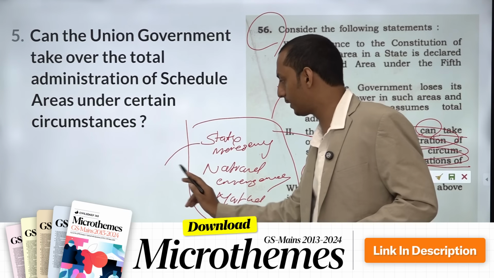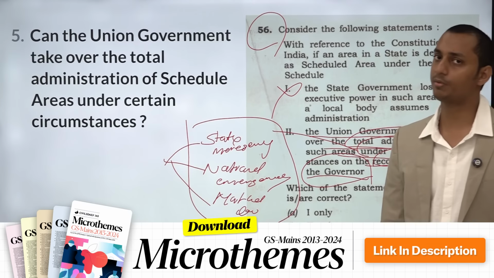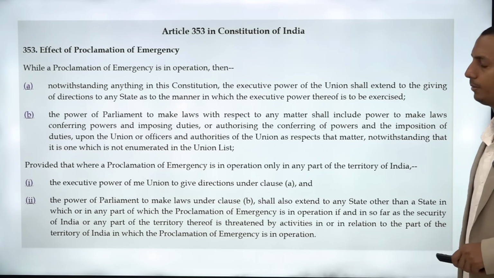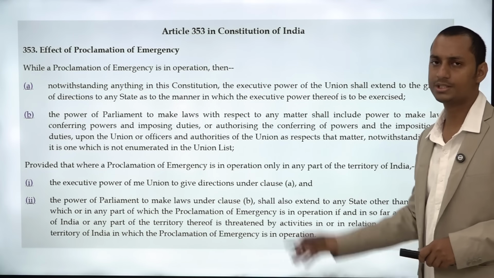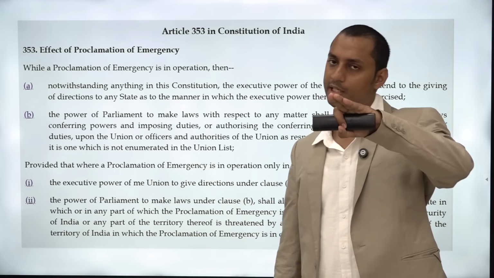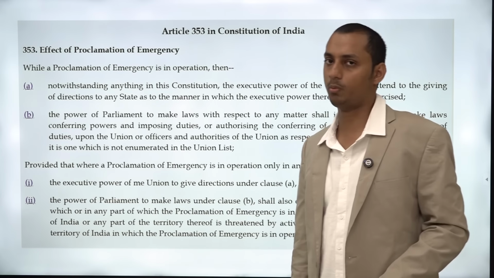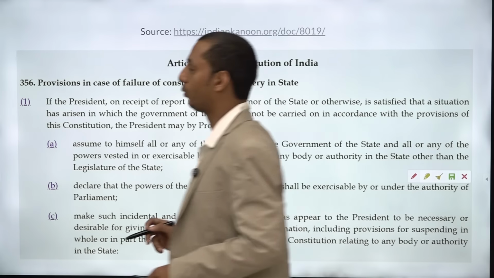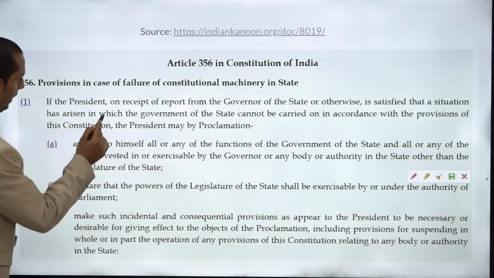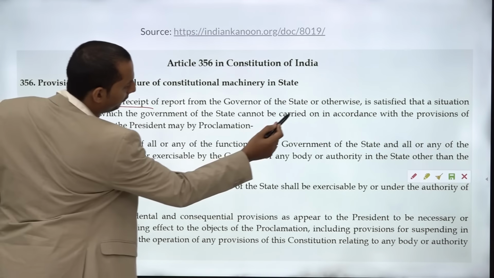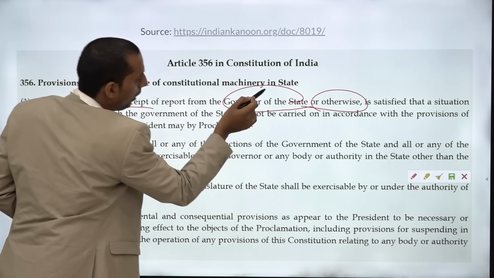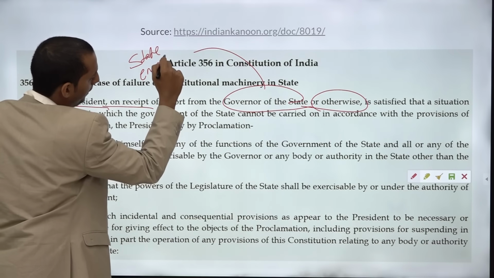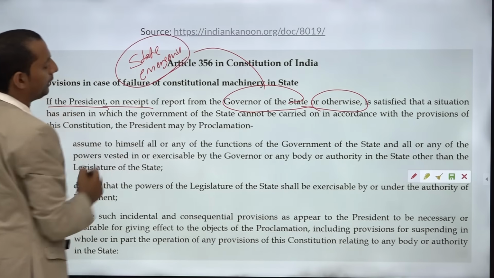Now, in these circumstances, where do we need the recommendation of the governor? If you look at the national emergency under Article 353, does it require the recommendation of the governor? No. In case of national emergency, no recommendation of the governor is required. But in case of state emergency under Article 356, it actually requires the recommendation of the governor, right? So, if the president on the receipt of the report of the governor of a state or otherwise. So state emergency does satisfy the recommendation of the governor. Okay, so the second part is satisfied here.